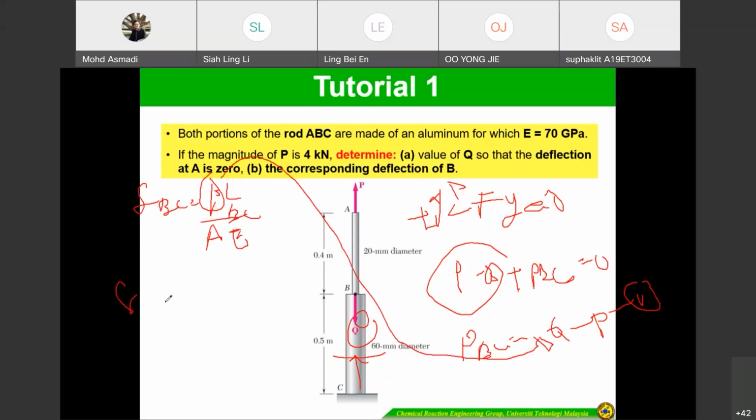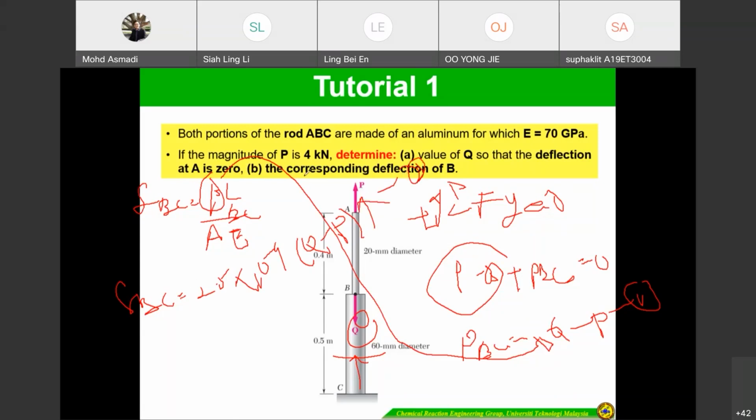Delta BC equal to 2.5 times 9Q minus P. Okay, so it's correct. It is compression because it's positive. So this is equation 2.